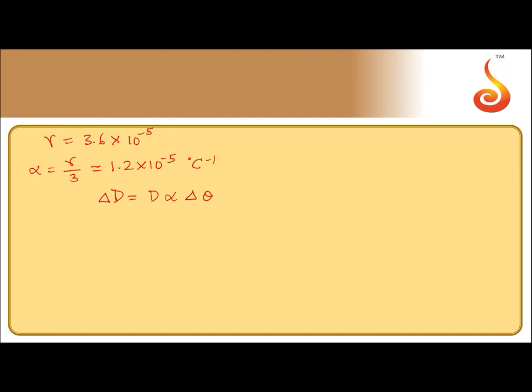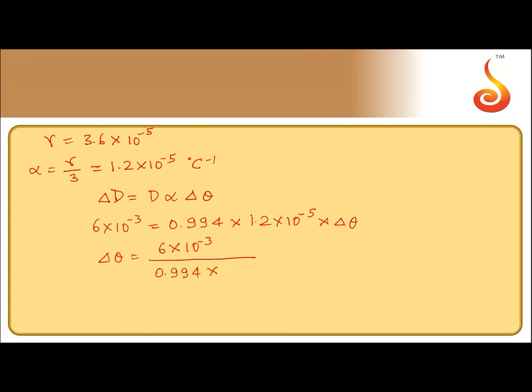Delta theta is rise in temperature. So delta D is what? You should increase it by 6 mm, that is 6 into 10 power minus 3. That should be equal to, this is less than a meter by 6 mm, that should be 0.994 meters into alpha is 1.2 into 10 to the power minus 5 into delta theta. So delta theta is equal to 6 into 10 to the power minus 3 divided by 0.994 into 1.2 into 10 power minus 5.